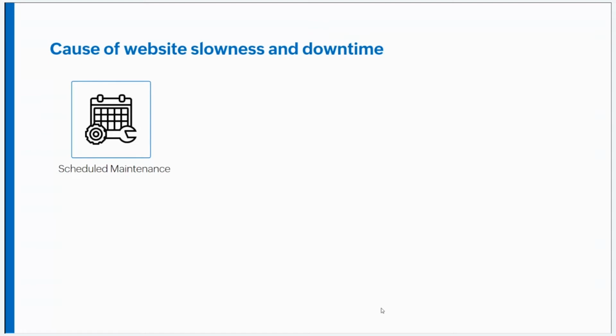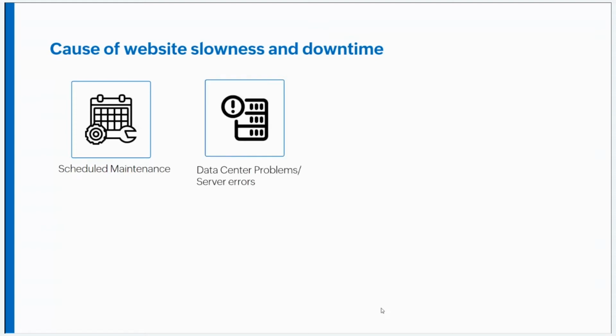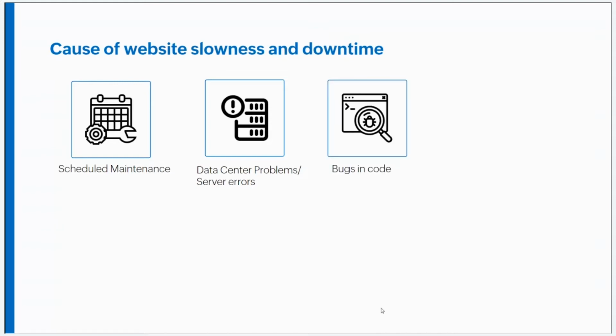Scheduled maintenance. A scheduled maintenance is a temporary period in which a site or an app is made offline or inaccessible for updates, backup, or maintenance purposes. Data center problems or internal server errors. If there's a data center problem or a server error, the request from the user may not even reach the server. Bugs in website code.